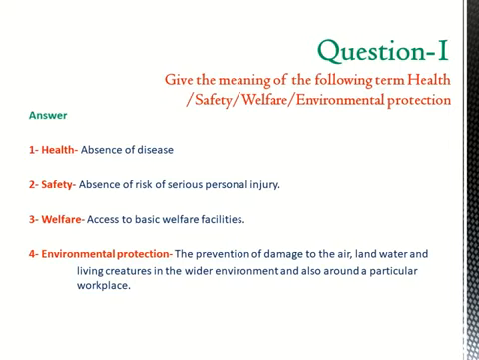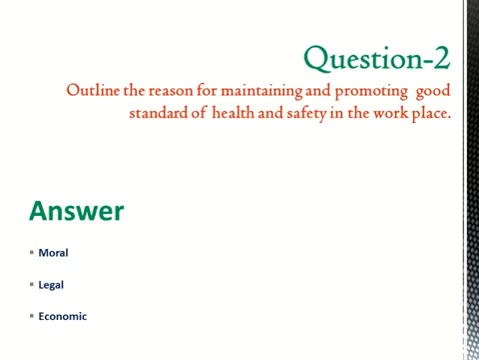The question is, give the meaning of the following terms: health, safety, welfare and environmental protection. So you have to only define what is health, what is safety, what is welfare, what is environmental protection. No need to explain any sentence, otherwise they will not entertain the answer. So the next question, guys, is outline the reasons for maintaining and promoting good standards of health and safety in the workplace. Means, what are the reasons why we should implement good standards of health and safety?